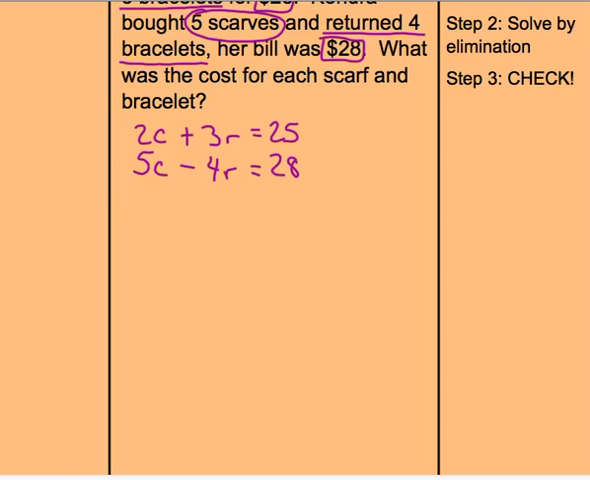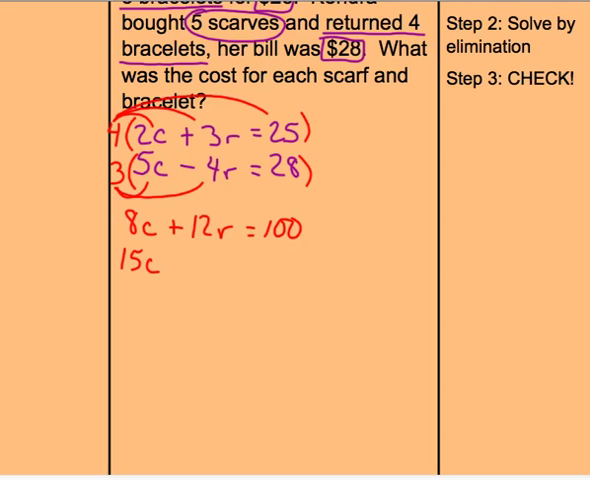So 3 and 4 both go into 12. So I'm going to multiply my first equation by 4 and my second equation by 3. Distributing in my first equation, I have 8C plus 12R equals 100. My second equation, 3 times 5 is 15, minus 12R, and 3 times 28 gives us 60 plus 24 is 84.